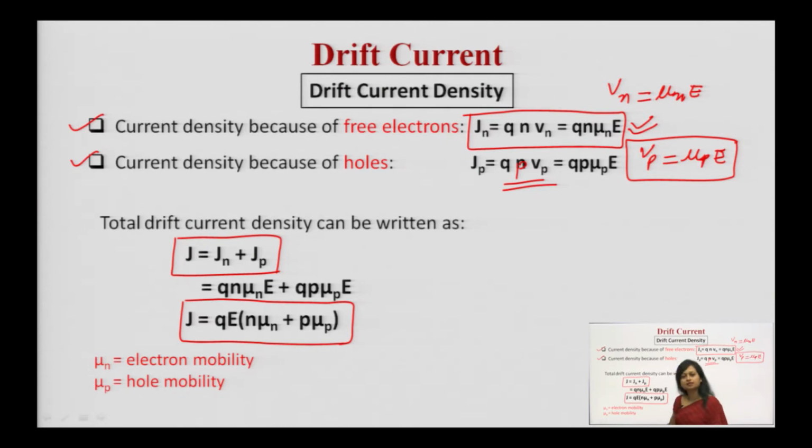What is Q? Q is the charge, whose value is 1.6 into 10 raised to the power minus 19. E is the applied electric field. N is the number of electrons. Mu n is the electron mobility. P is the holes concentration and mu p is the holes mobility. You may get a number of numerical questions. So you must remember the formula and you must remember each and every term, what its unit is, then only you will be able to simplify it. So I hope now you will be able to calculate the drift current density, for individual terms, means for electrons, for holes, or for total.